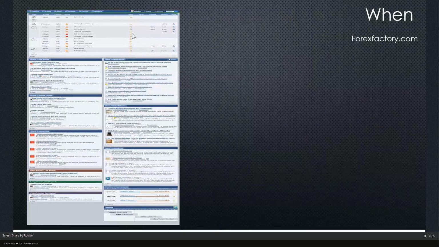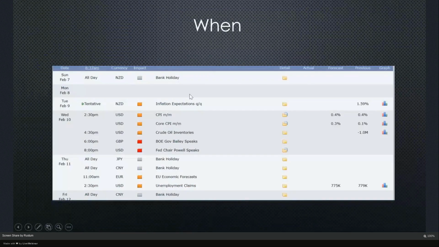We're going to use 2 things. Yeah, we're going to use the top section here. This is going to tell us potentially what we have for the week for volatility. Here we can see Wednesday seems to be the most volatile day of the week.